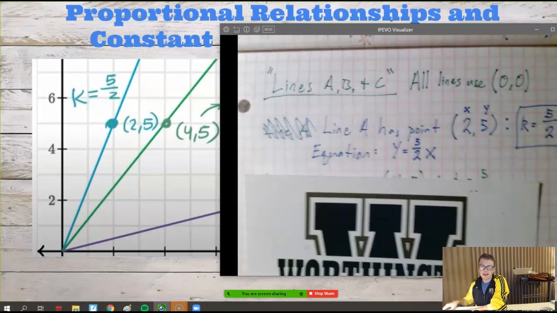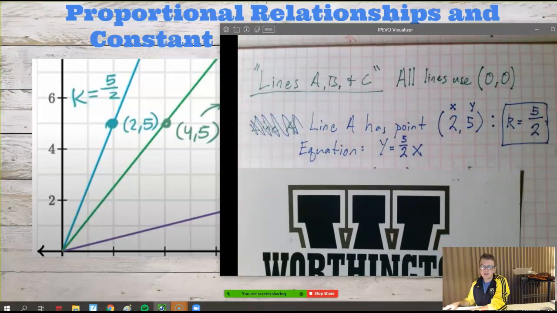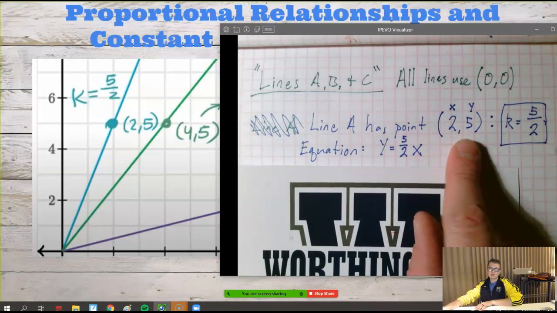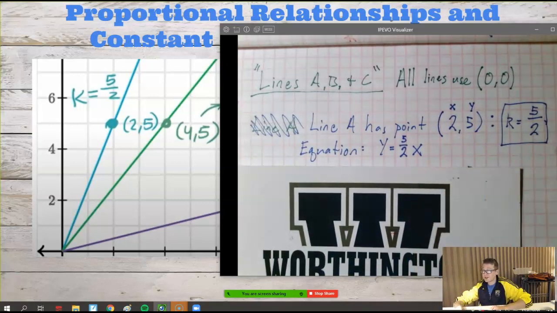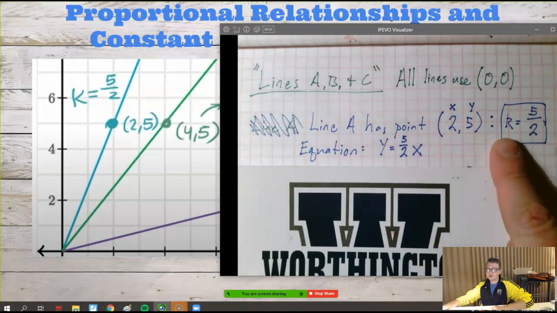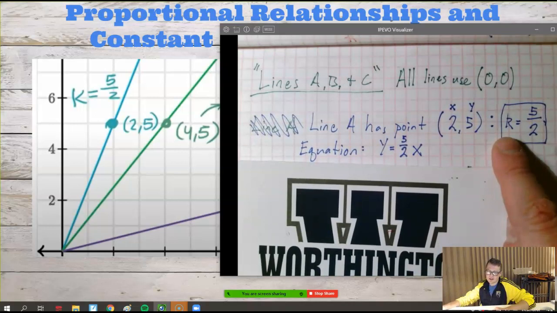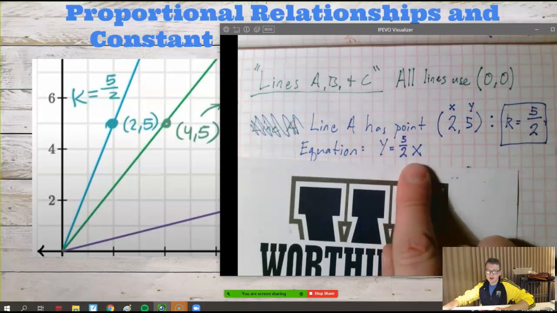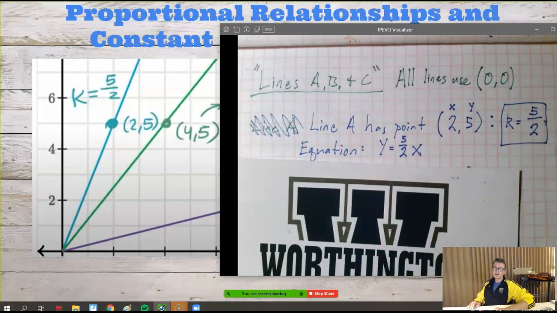For line A, since we have 2, 5, the slope. Oh, there's another word we haven't talked about yet, really. The slope, or the constant of proportionality. Now I labeled it K just because I felt like it. Is the y over the x, resulting in the equation y equals 5 halves x. Who has questions on that? Line A, our blue line over there.